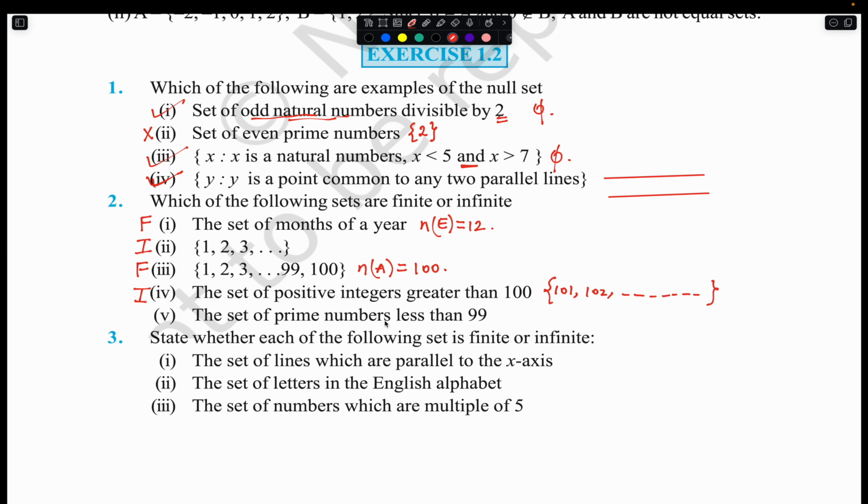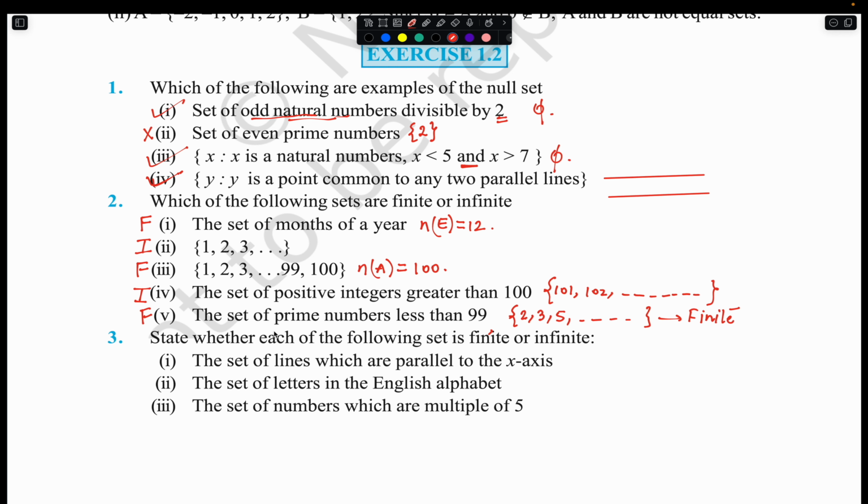Then the set of prime numbers less than 99. Prime numbers will start from 2, right? And then you have 3, you have 5, and all the prime numbers that you are going to write are going to be less than 99. So the number of elements in the set is going to be a finite number, right? It is not going to be an infinite number. So this set is also a finite set, right?